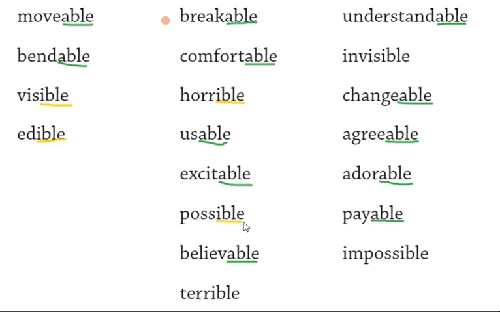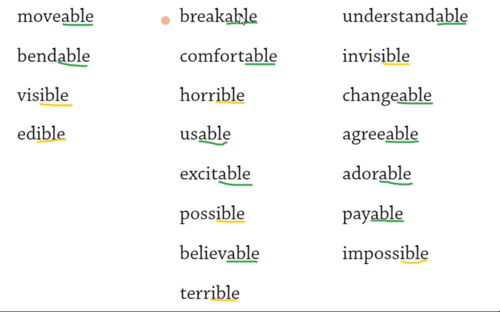Possible means it can happen. Terrible is a describing word that is similar to horrible, means something really bad. We learned visible earlier. Invisible has a prefix on it, and it means you cannot see it. If it's invisible, you cannot see it. And impossible is the opposite of possible. It's got a prefix that means not, or the opposite of. So impossible, the opposite of.